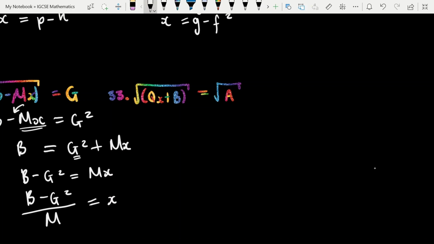This is the one where they would say, let's square both sides. It makes more sense to say that. It's still the same if we just say, let's remove the sign both sides, because it's the same thing. Now, what are we going to have? We're going to have qx plus b being equal to a.